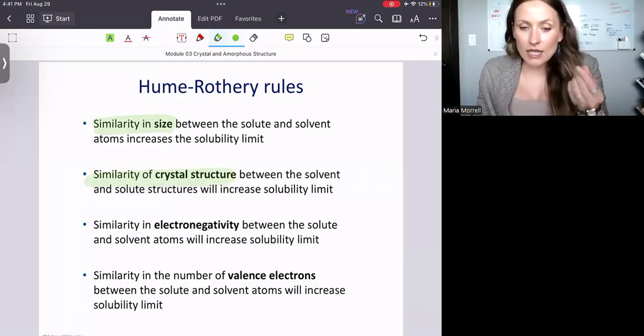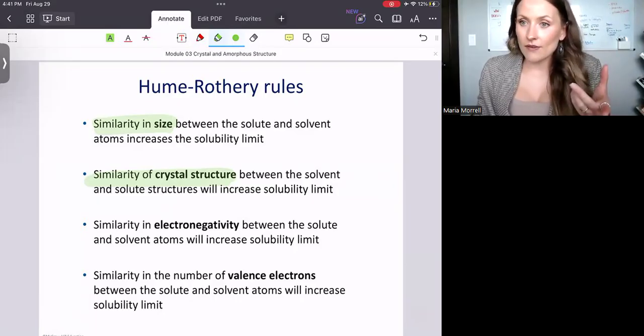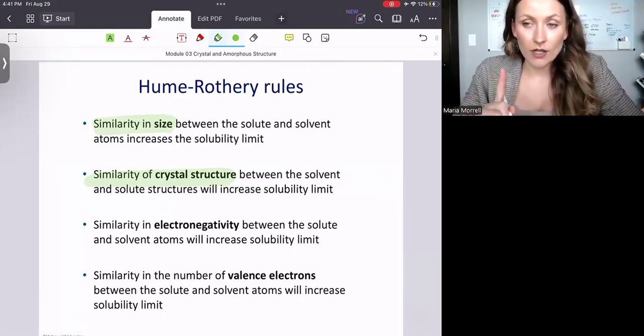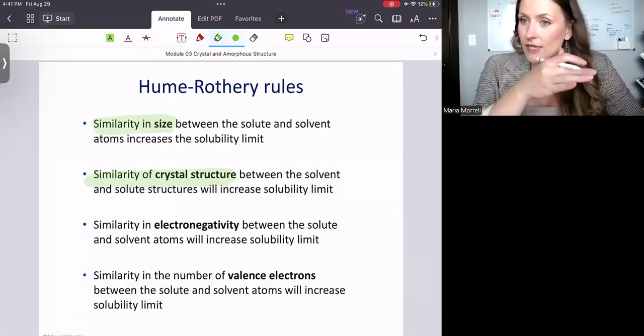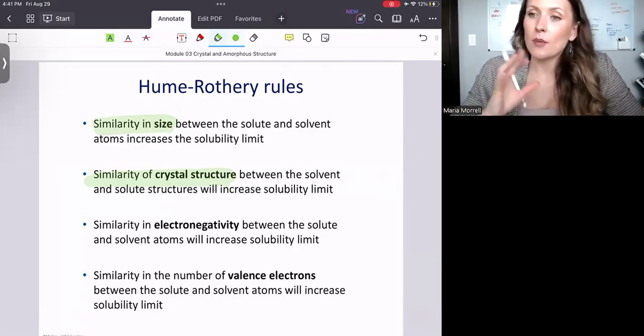Of course, if you are taking something that has a similar structure, let's say both are BCC, both are FCC, they don't have to be the same. It's very important, guys. They don't have to be the same. You can have a BCC and FCC being mixed together and working fine.